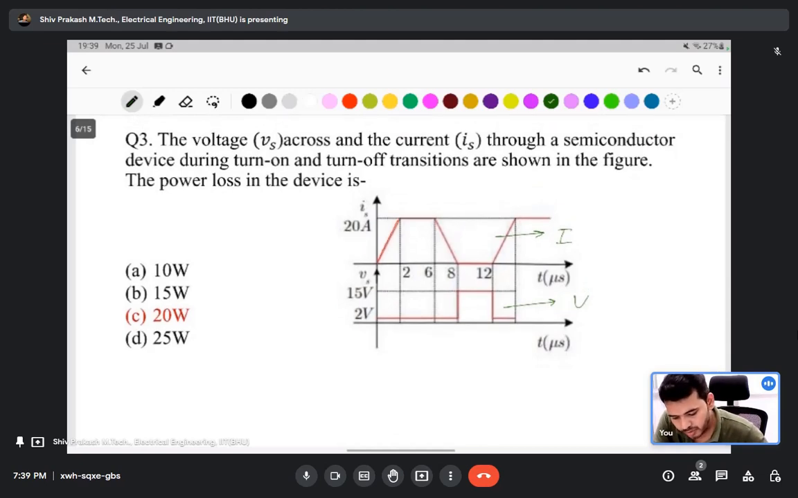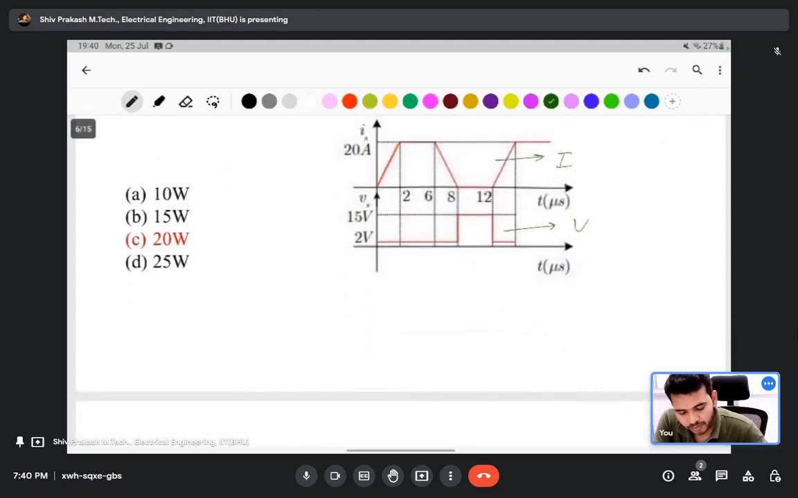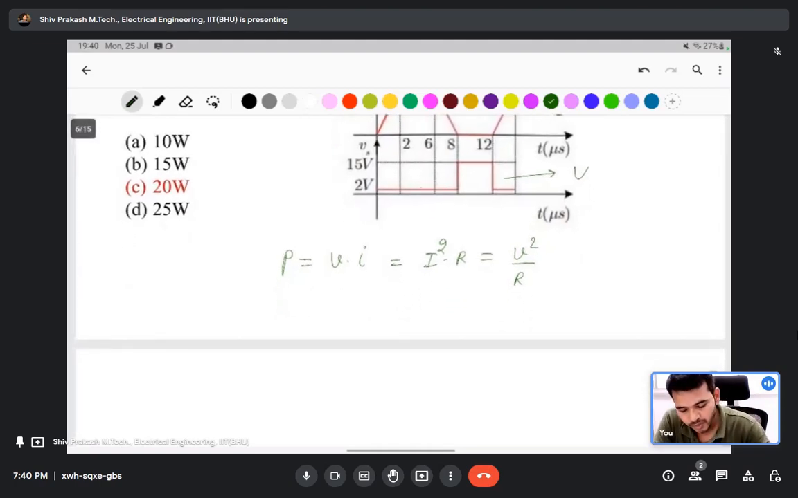First, in this question, you find the power loss: how much power is lost in the circuit when it is on. First of all, you should know about the power calculation in any circuit. If you know the power calculation, you will also know about voltage and current. One formula is VI, also I square into R, and the second is V square divided by R. So there are three formulas to find the power.